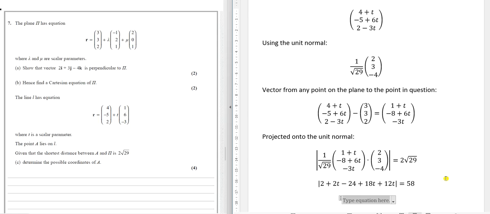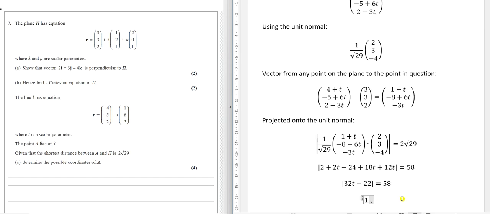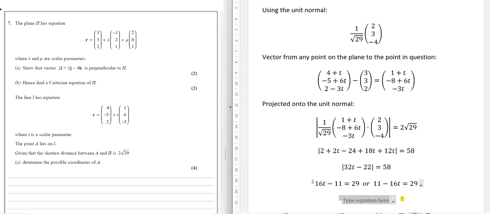And when I simplify that, I'll end up with a minus 22. And then my t's, I've got 18 of them, 12 of them, that makes 30. So 32t minus 22 is 58. I could simplify a little further and call it 16t minus 11 is 29. But the alternative version is 11 minus 16t is 29. You could also put the sign change on the other side if you prefer.